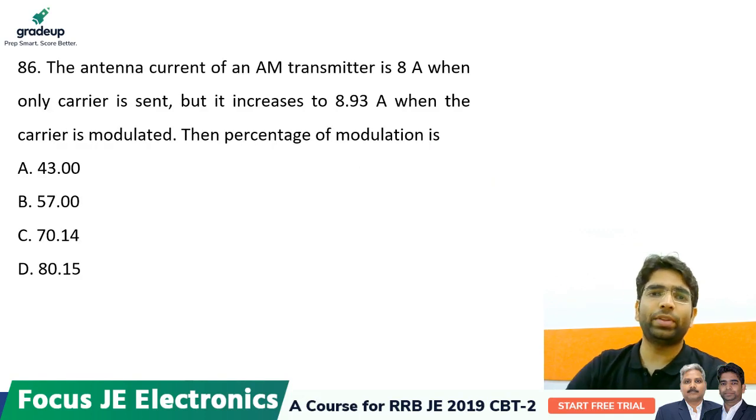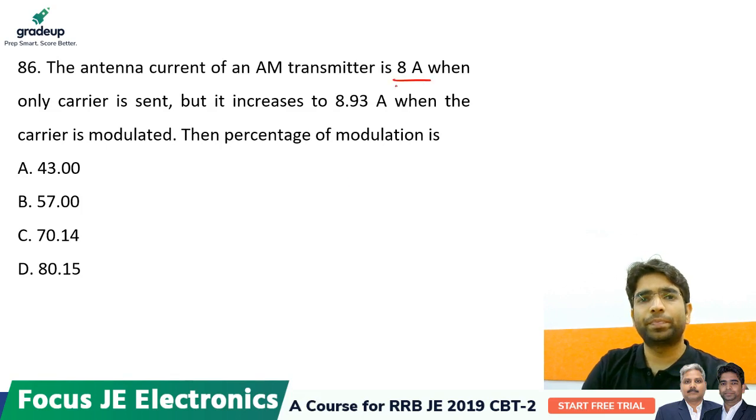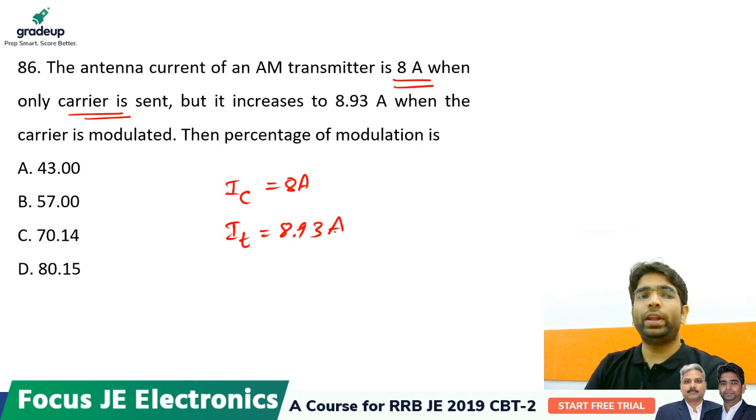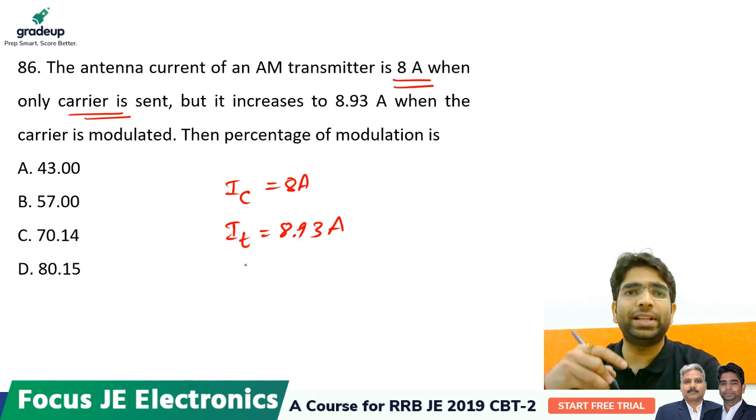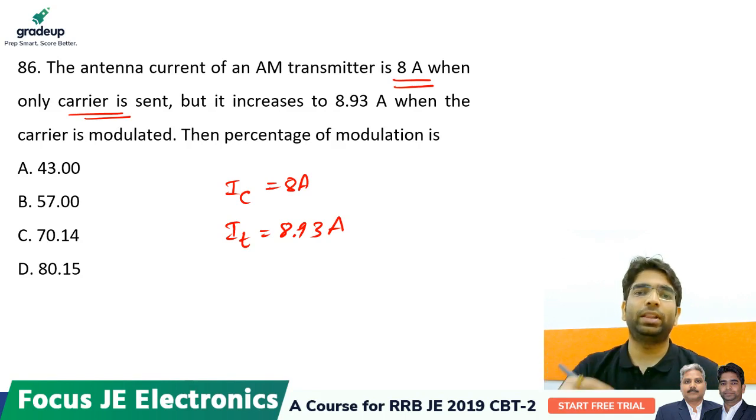The antenna current of the AM transmitter is 8 amperes when only the carrier is sent. Only carrier is sent means it is the carrier current, IC, 8 amperes. But it increases to 8.93 amperes when the carrier is modulated. It means when the carrier is modulated, carrier plus sideband, the total current is 8.93 amperes now. Then what is the percentage of modulation?